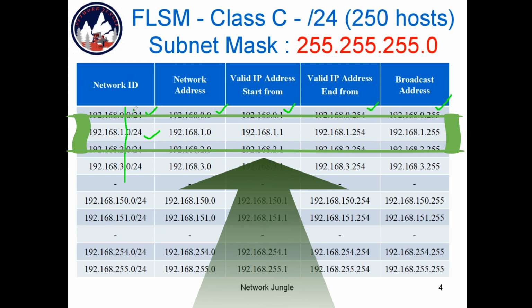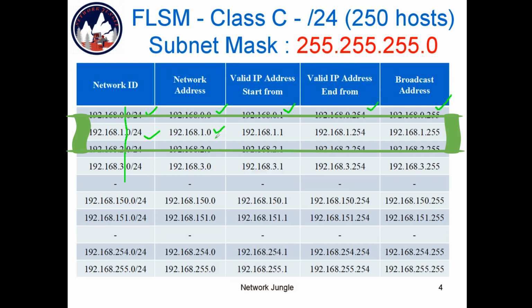The remaining last 8 bits are the host portion. We already discussed how to convert binary bits to decimal in the previous video. So 1.0 is the network address, 1.1 is the first valid IP address, starting from 1.2 up to 1.254, then 1.255 is the broadcast address.